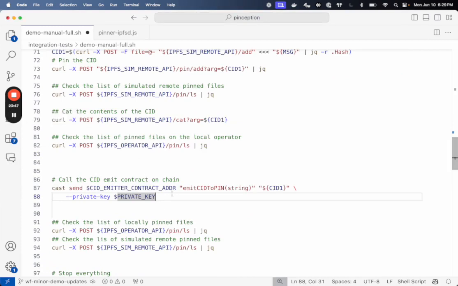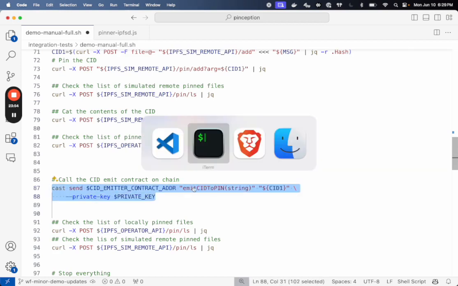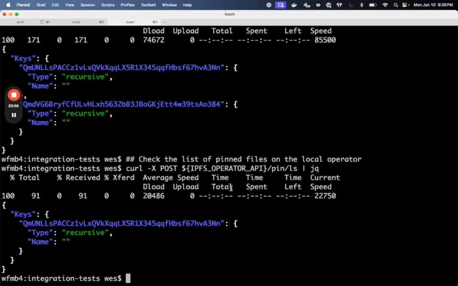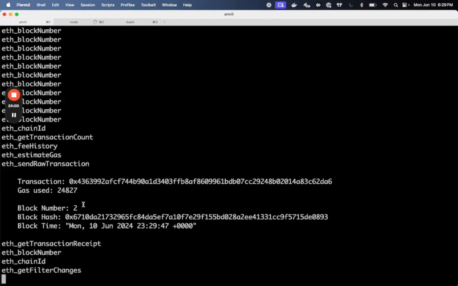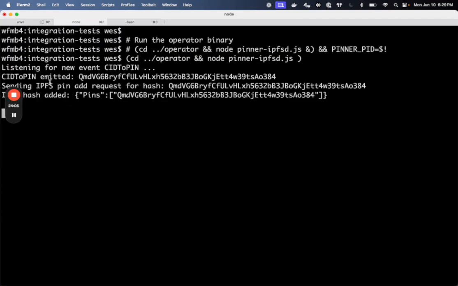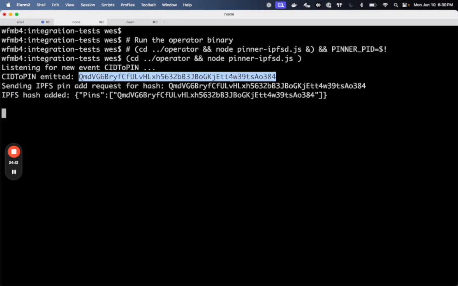Now we're going to invoke the cast command, and we are going to send that event, emit CID to pin, of that specific CID. So we're going to invoke that. This is a user saying, I actually want to pin this specific CID. And let's go back on chain. It looks like the chain picked up that event over here on the Anvil chain. And then our listener here picked it up as well. So it says, we've found this new event for this specific CID. We're sending that to our local operator to pin that. IPFS hash was added for this specific pin.